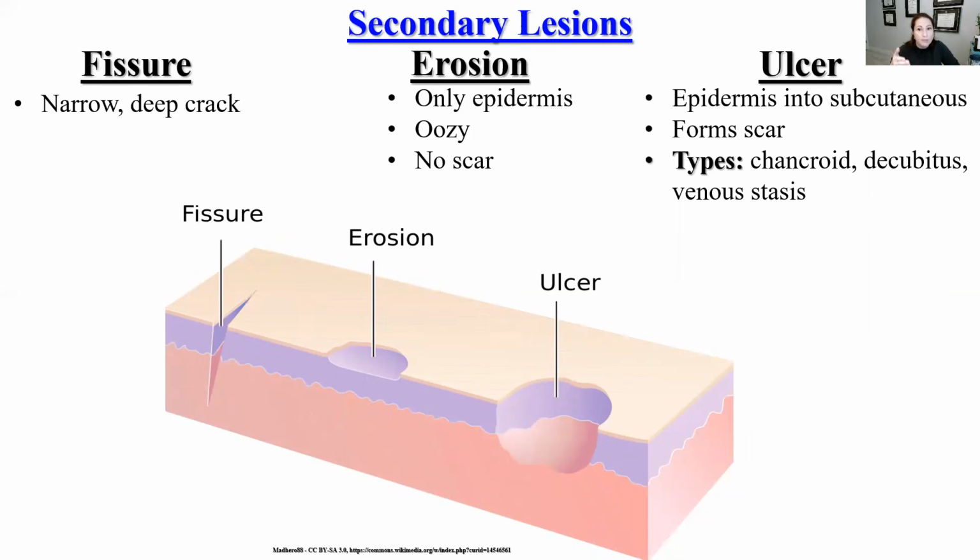Ulcers go from the epidermis into the subcutaneous tissue, and they will form a scar because they're deeper. Common types are chancroid, decubitus, and venous stasis.